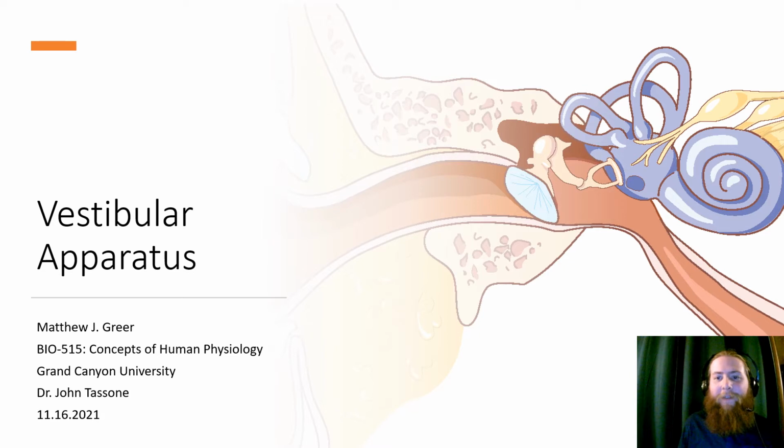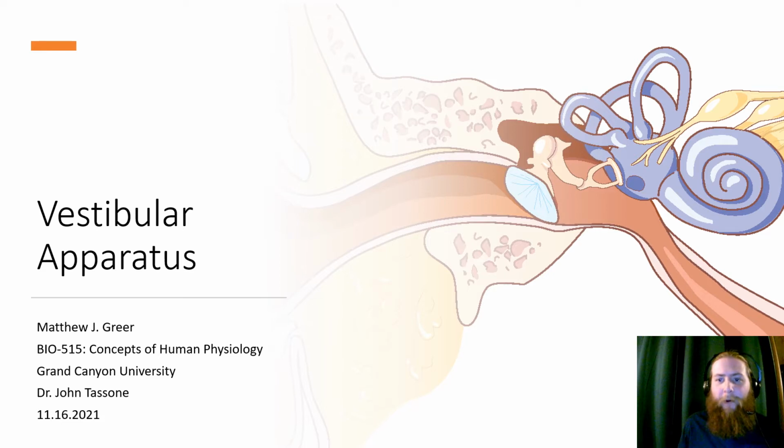Today we're going to be talking about the vestibular apparatus. This is a lecture designed for a human anatomy and physiology class. This is through Bio 515, Concepts of Human Physiology, through Grand Canyon University. My instructor is Dr. John Tassone. And let's jump into the vestibular apparatus.